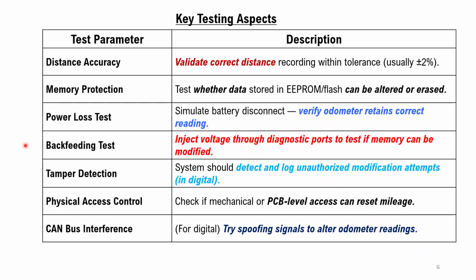Tamper detection. System should detect and log unauthorized modification attempts in digital. Physical access control. Check if mechanical or PCB level access can reset mileage. CAN bus interference. For digital, try spoofing signals to alter odometer readings.